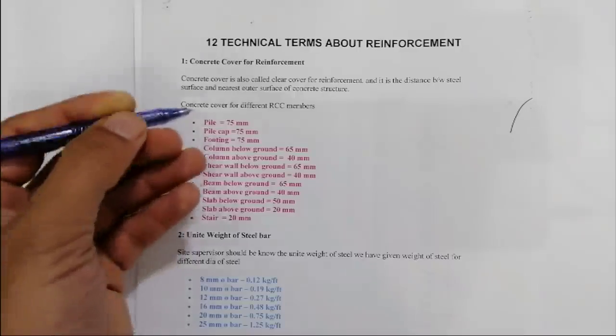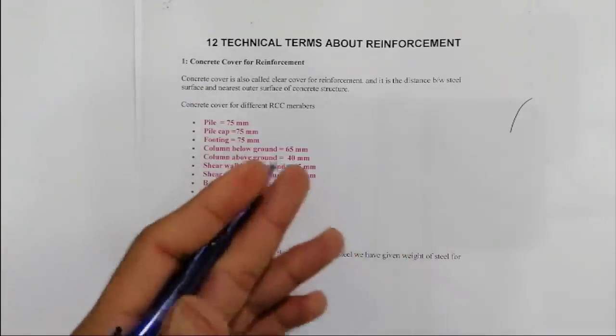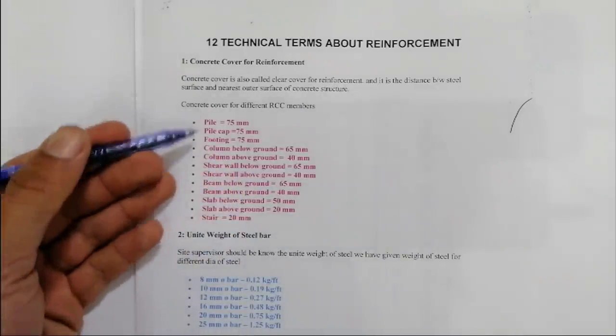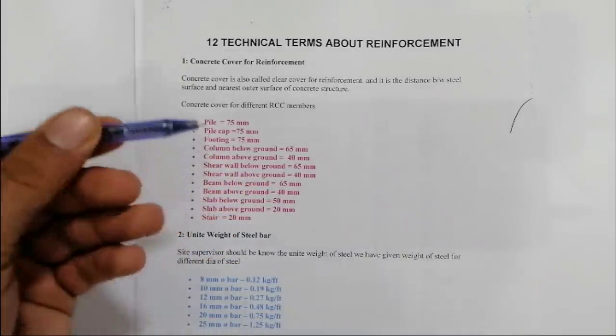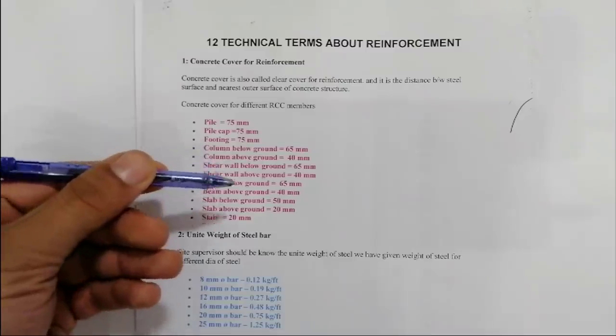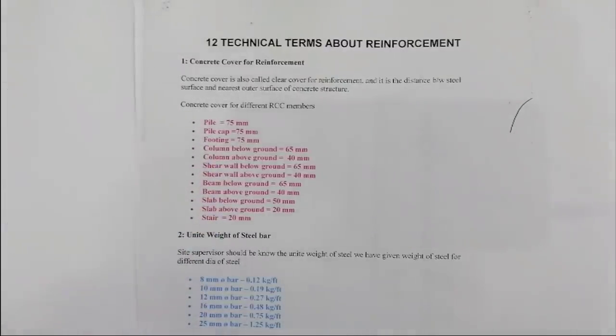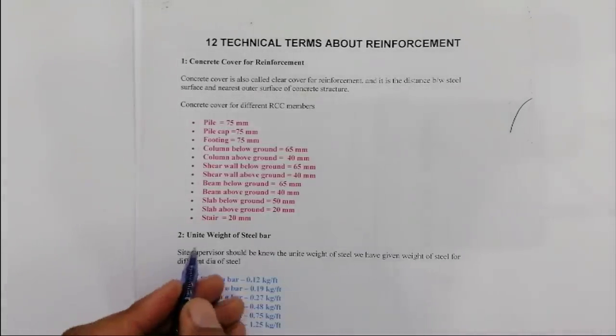So this is the first term. This video is long, but if you want to learn something new, you must watch it from start to end. So this is the first one, right? It should be remembered by every site engineer and site supervisor, but every civil engineer should learn these points. Now we have the second one, the unit weight of steel.